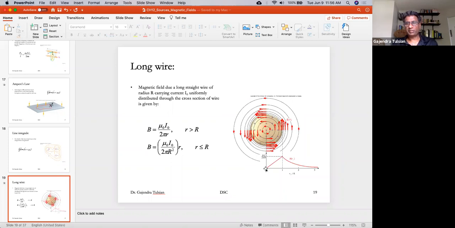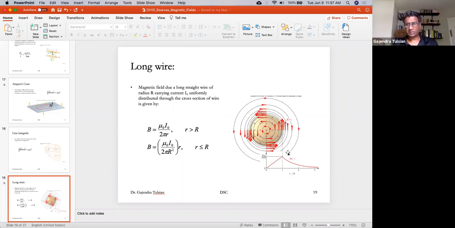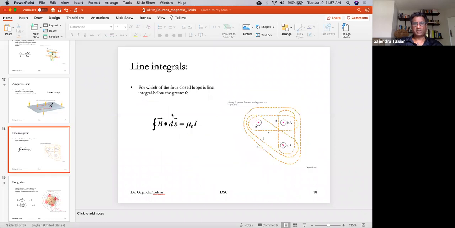The magnitude of the magnetic field is 0 at the center. This graph is showing you the magnitude of the red vectors, and the magnitude is greatest at the surface. Once you come out of the surface, the magnitude is decreasing. Here's the mathematical expression: for r greater than R, the radius of the wire, the magnetic field strength falls off as 1 over r. And for r less than R, it increases linearly. Again, this result is gotten by doing this line integral.